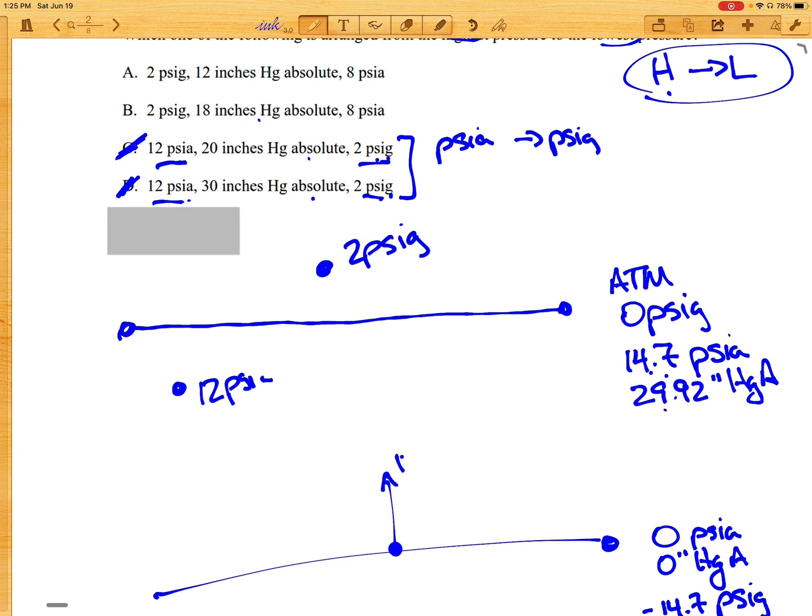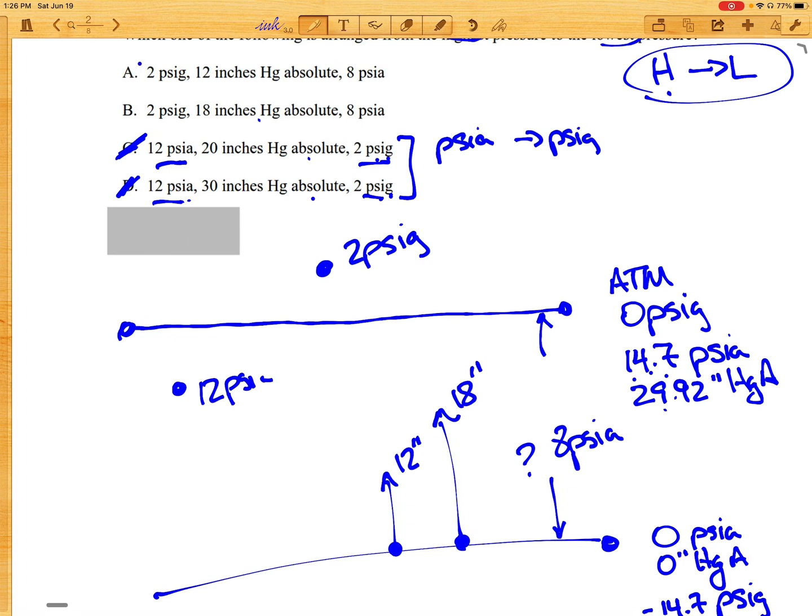So there's 12 and there's 18, and those are inches. I'm not going to write the mercury just for space's sake. Now we've got to find 8 PSIA. Well, 8 PSIA is going to be less than 14.7. So where on this scale is 8 PSIA? That is the question. Before we convert from PSIA to inches of mercury absolute, which we can do, why do math when you don't have to? Let's see if we can figure this out.